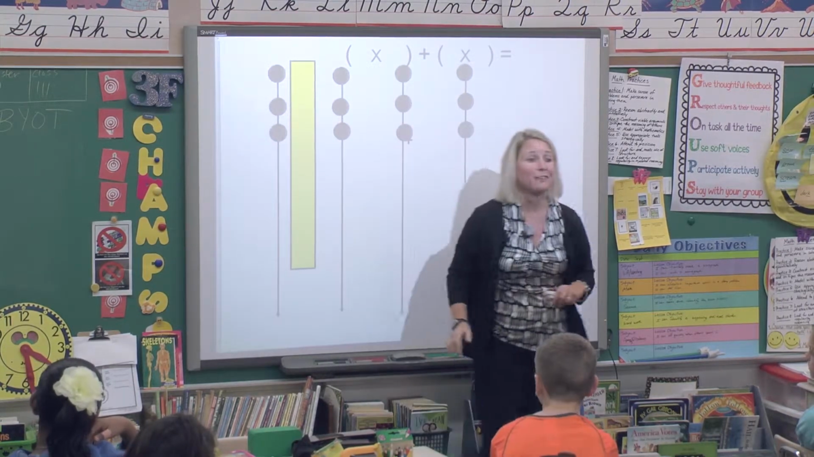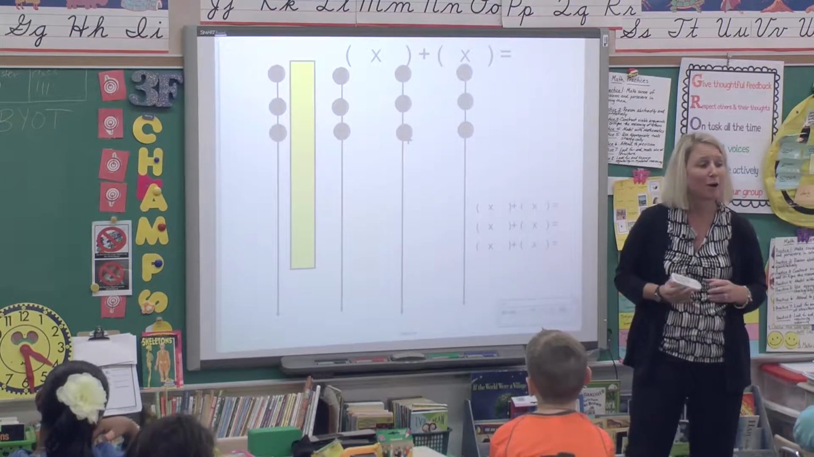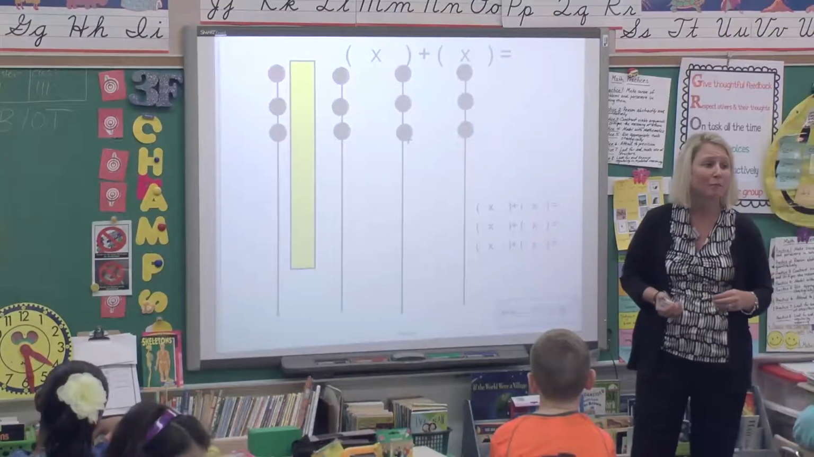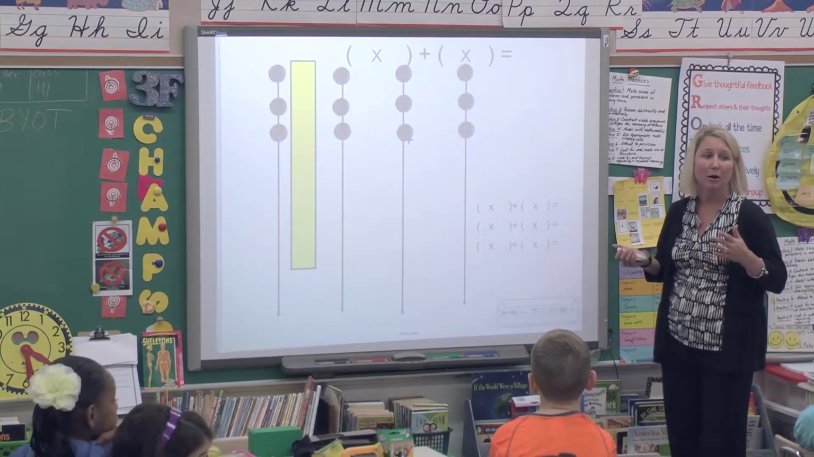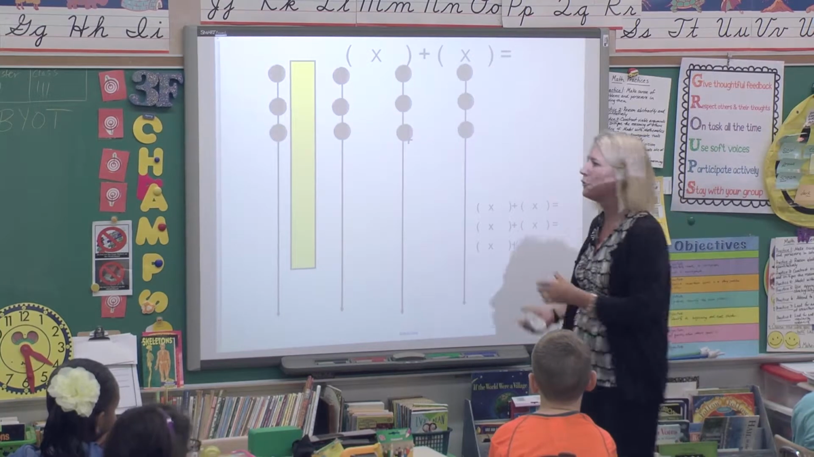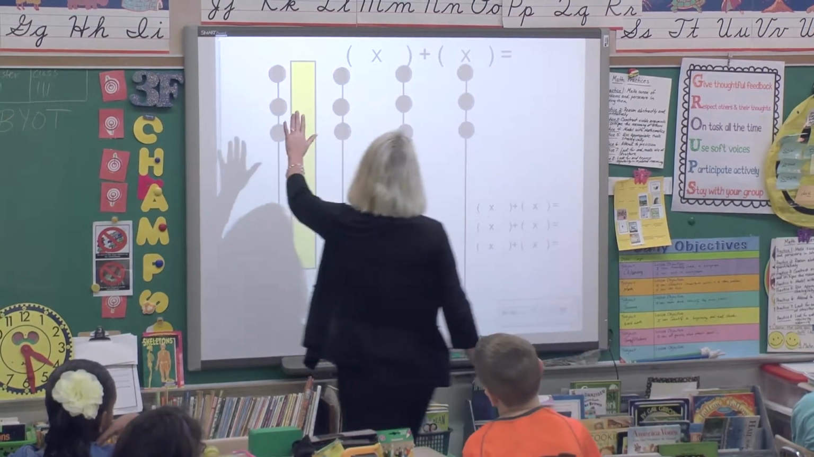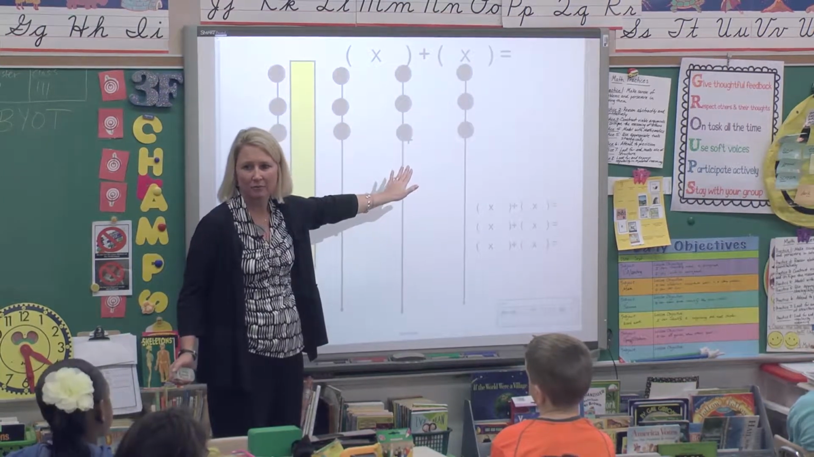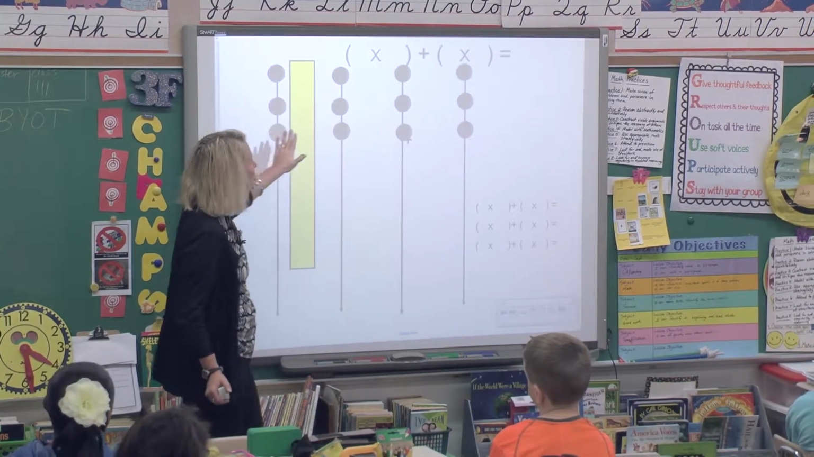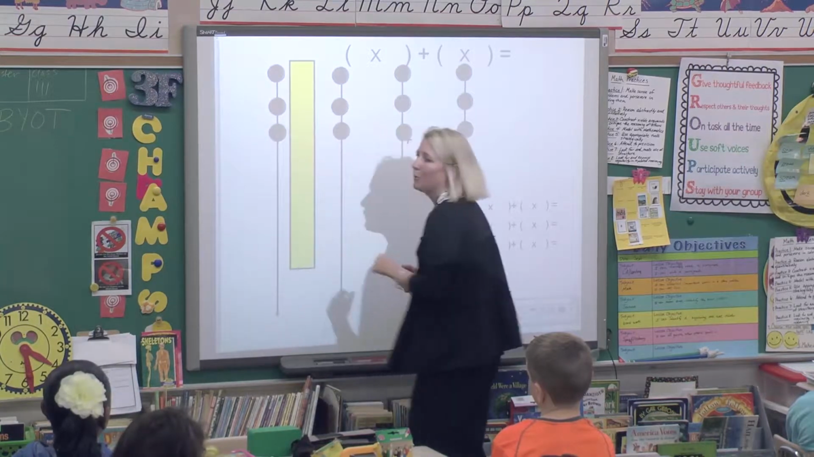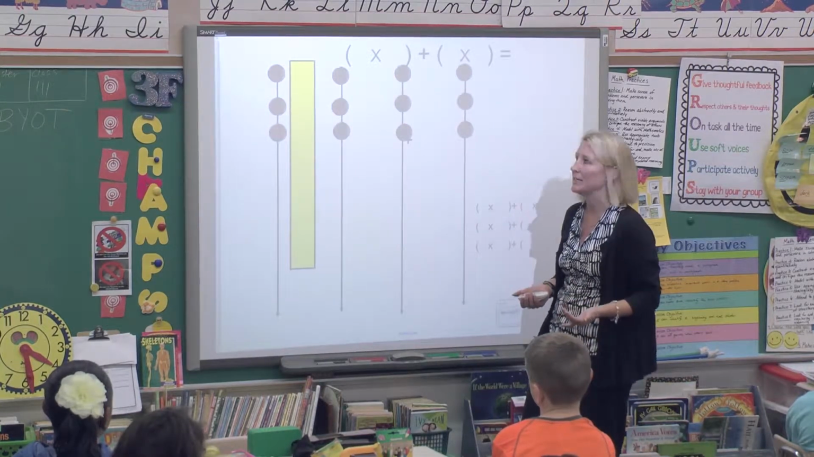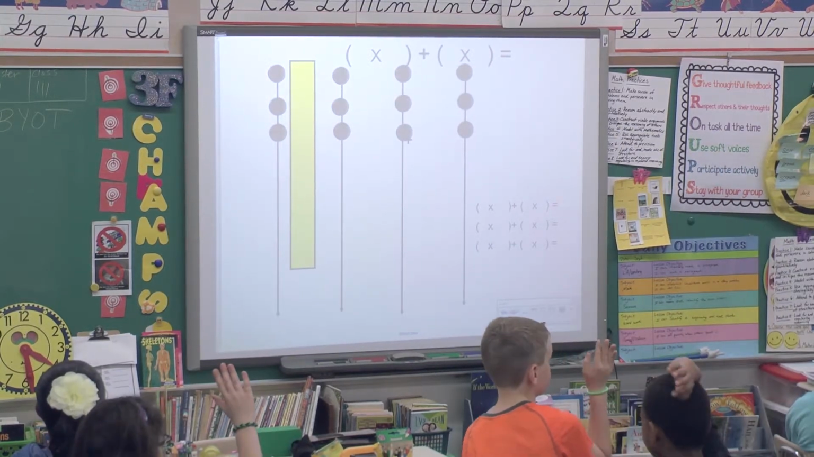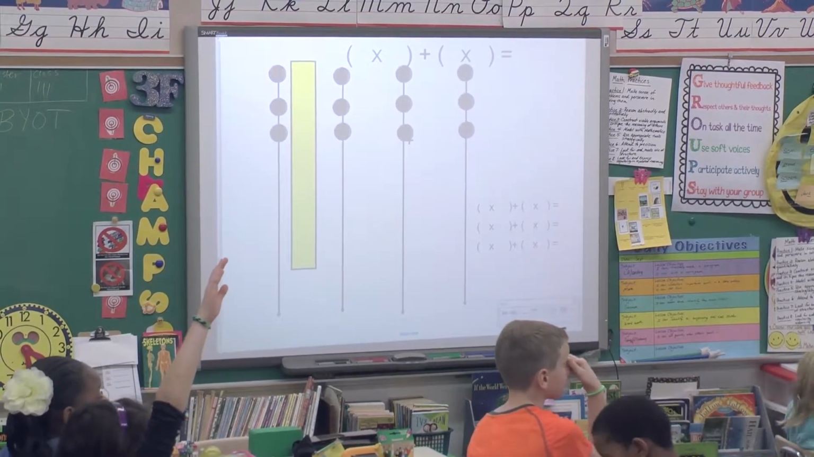What we're doing is dividing up this problem. The property that we're doing today is called distributive. And distributive property means breaking the problem apart. So if you look at the board, boys and girls, this is on one side of the yellow. This is on the other side of the yellow. So what we're actually doing is breaking this problem apart to make it easier.